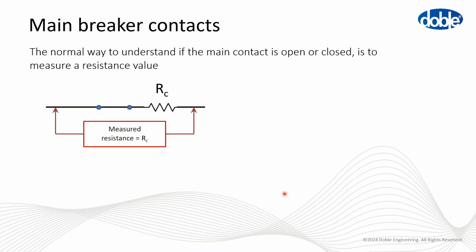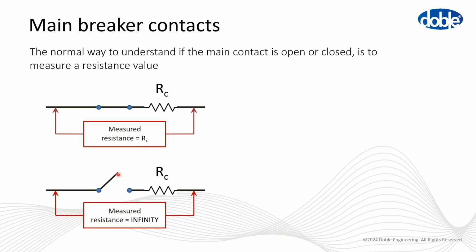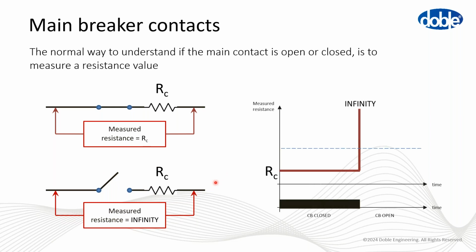The classic method to verify if a contact is open or closed is by measuring its resistance. If the resistance is equal to the contact one that we expect, the contact is closed. If it is equal to infinity, of course, the contact is open. As you can see here, you just have the graph of the resistance: until the resistance is equal to the contact one, the CB is closed. Once it goes to infinity, the CB is open.